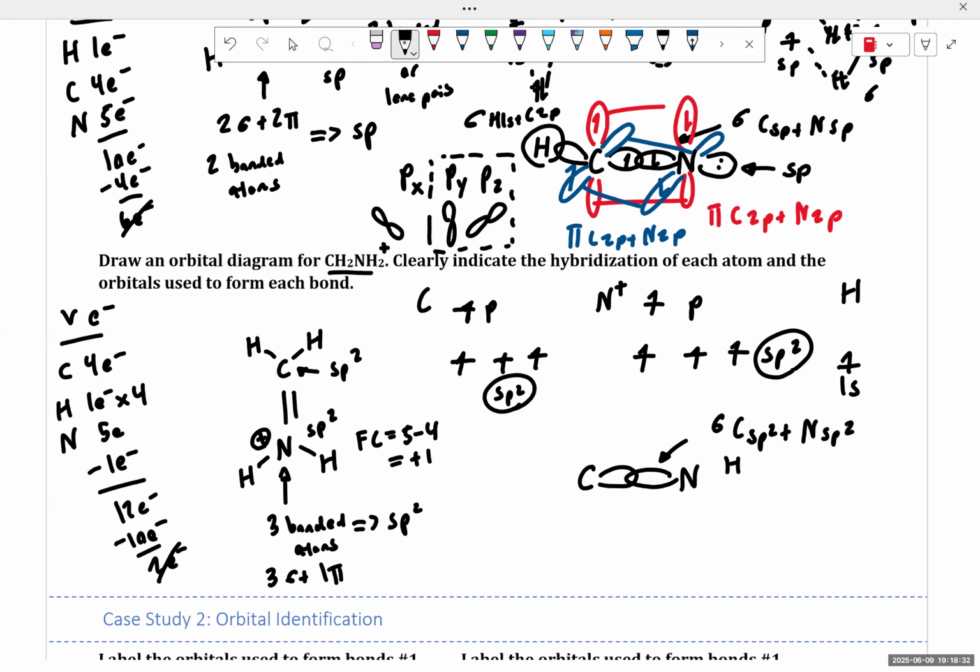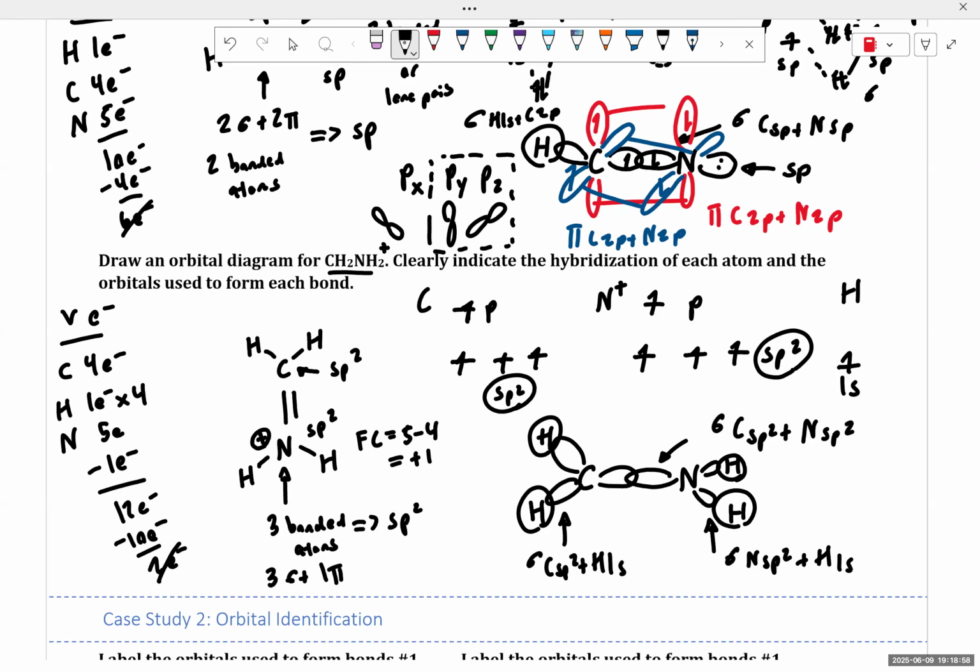By the same token, the nitrogen-hydrogen single bonds are formed via the overlap of the nitrogen sp2 and hydrogen 1s orbitals. Likewise, the carbon-hydrogen bond is formed via the overlap as a sigma bond between the carbon sp2 and hydrogen 1s orbitals. So as long as you identify the hybridization, you can identify what orbital each atom is using to form each bond.